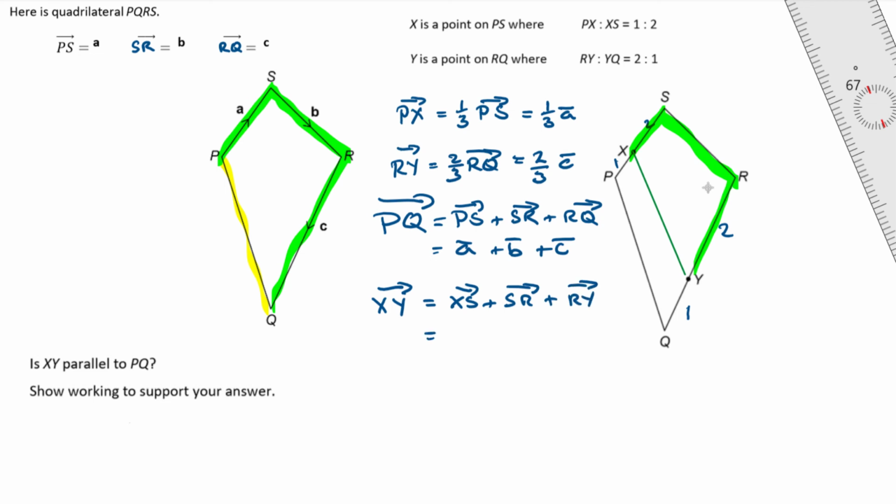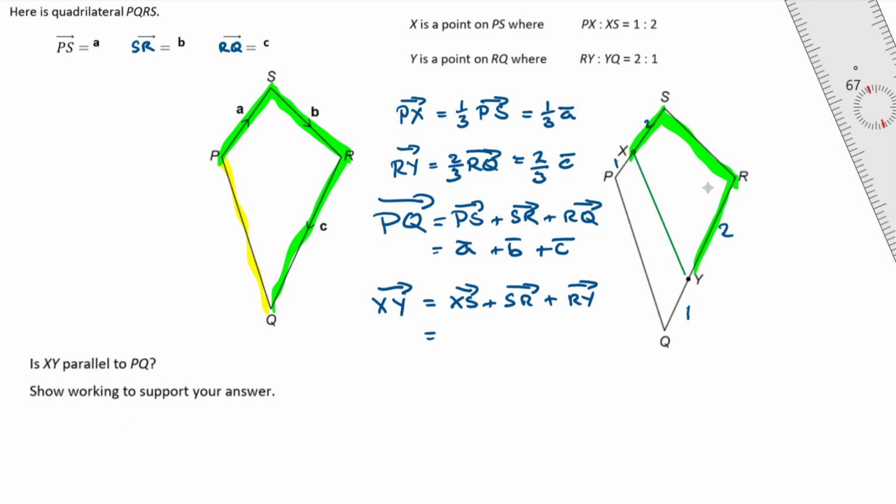Okay, so X to S is going to be, what did we say it was? X to S. Oh, well, we did the other way around. We did P to X, didn't we? So I found the wrong thing earlier. Well, I found P to X, but actually I wanted X to S, but it's a similar thing. Rather than P to X being 1/3 of P to S, X to S is going to be 2/3 of P to S, isn't it?